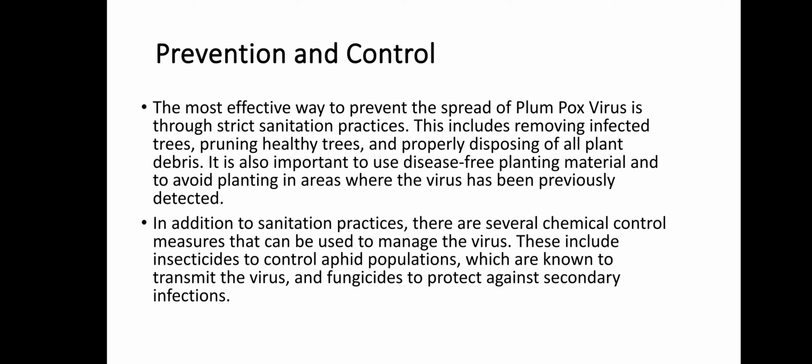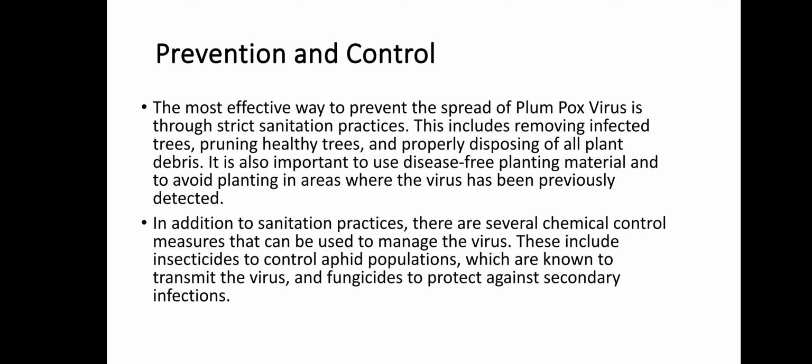Prevention and control. The most effective way to prevent the spread of Plum pox virus is through strict sanitation practices. This includes removing infected trees, burning them, and properly disposing of all plant debris. It is also important to use disease-free planting material and to avoid planting in areas where the virus has been previously detected.